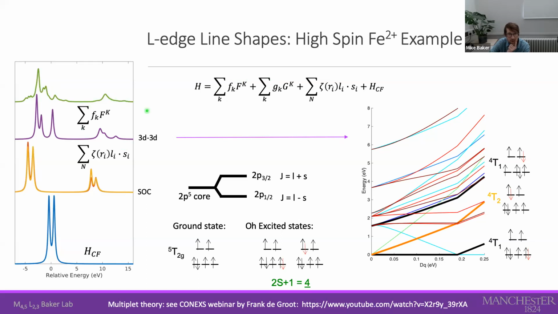But then you can see when we add the final part of the model, the interaction between the 2p core hole and the 3D shell, we end up with loads of states. And it's now not really very feasible to try and assign individuals. And that's really where the use of atomic ligand field charge transfer multiplet theory comes into play. And I advise you to check out that YouTube CONEXS seminar to get more information about that.